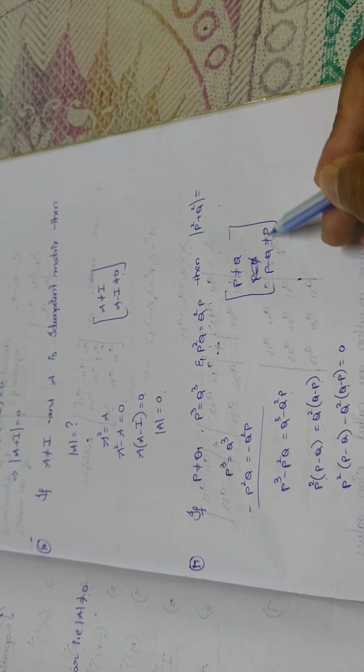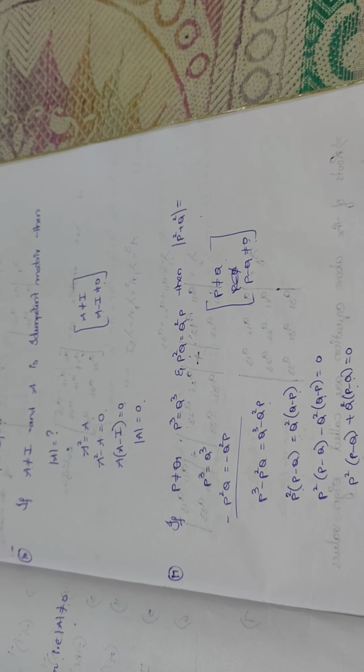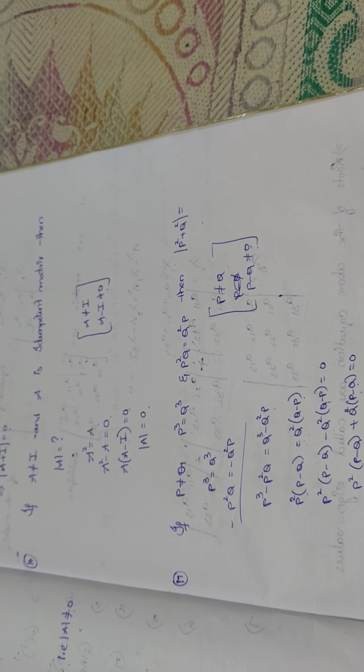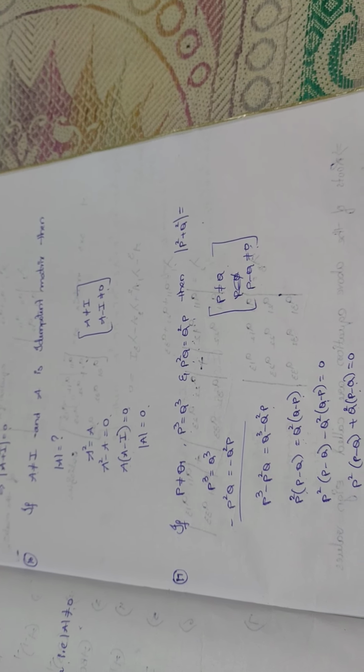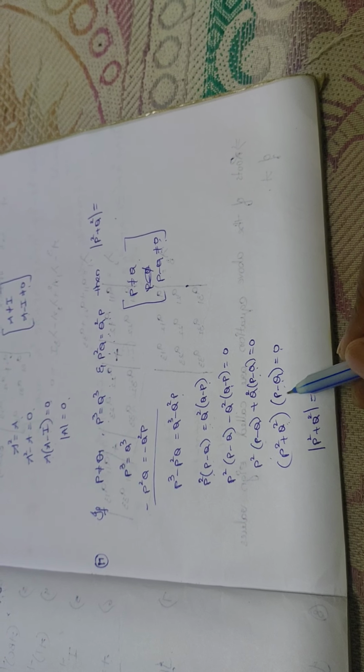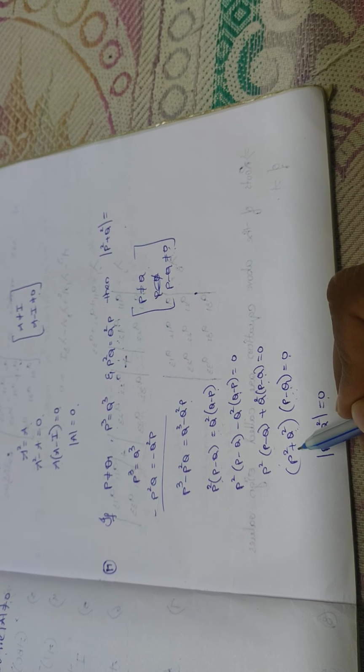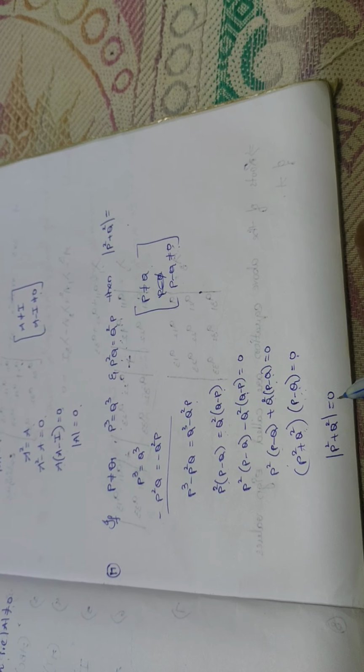What they gave? P minus Q is not equal to O. If P minus Q is not equal to O and the product of these two matrices is equal to O, then determinant of P square plus Q square is equal to 0. The product is equal to O and P minus Q is not equal to O, so the second matrix's determinant becomes 0.